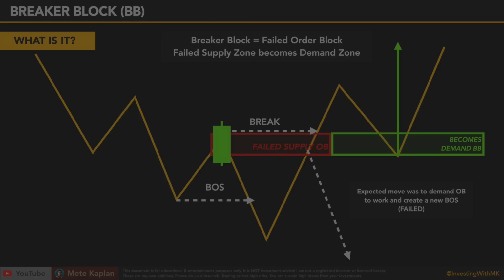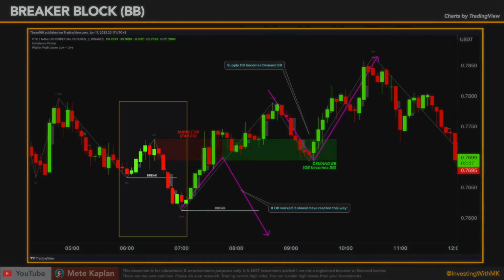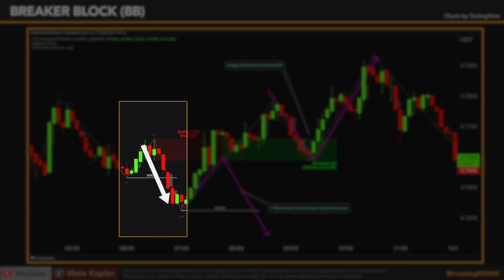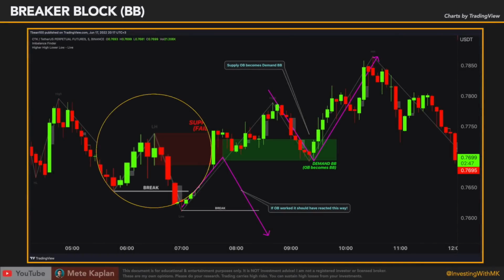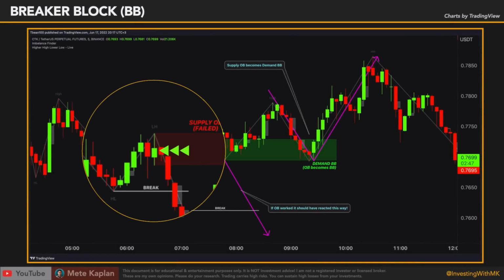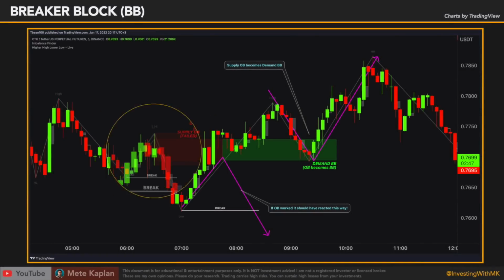Let's see an example. In this example, price strongly breaks down with imbalances. And the green candlestick that starts the movement is the order block supply area. Actually, this is a really good setup.